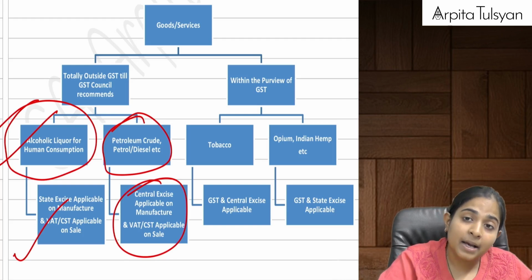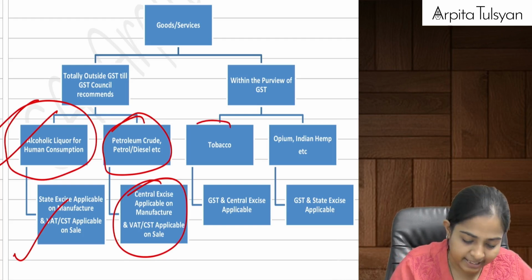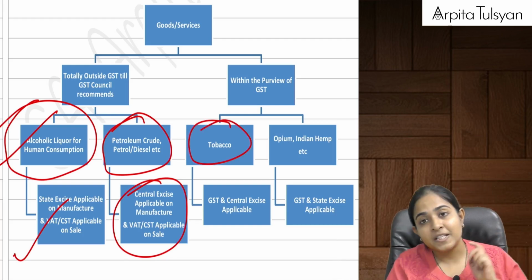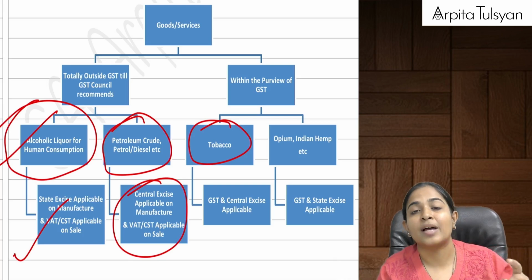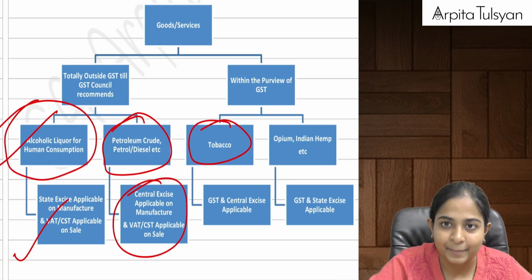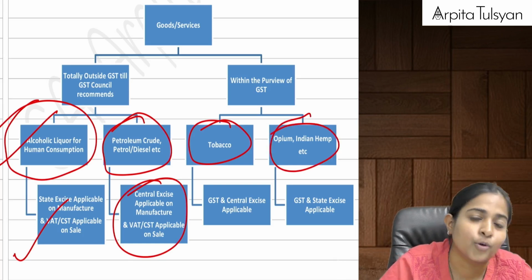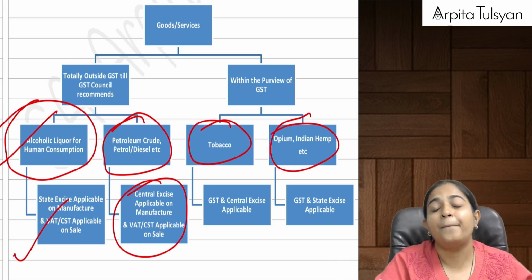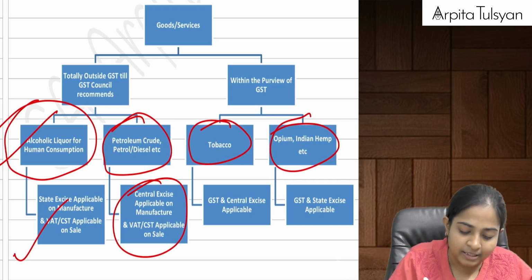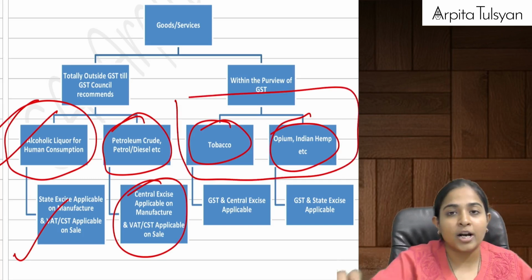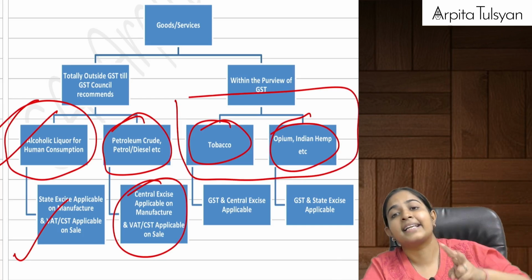Okay, then there are some products, for example, tobacco. On this particular product, central excise is applicable plus GST is also applicable. Then your drugs, opium, Indian hemp, etc. On that also state excise is applicable plus GST is also applicable. So these are the products which are still getting taxed double.